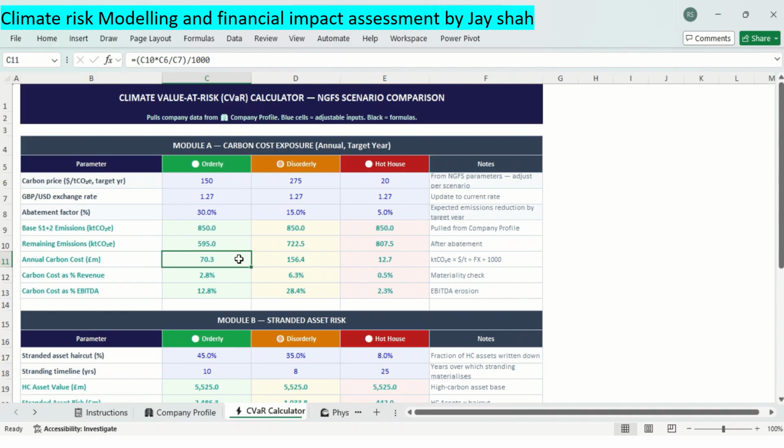For the other scenarios, it looks like more cost, and more investment for the physically damaged asset value. Then comes carbon cost as a percentage of revenue.